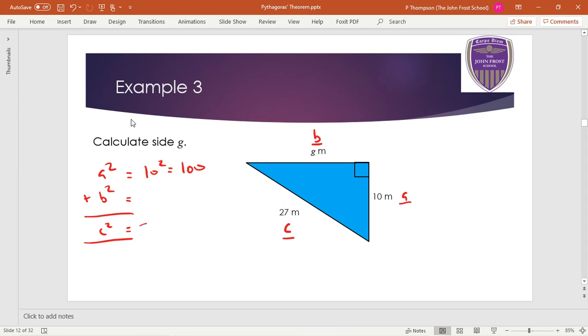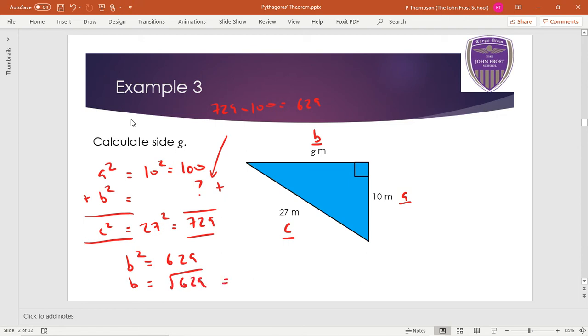I don't know b squared, but c squared is 27 squared, which is 729. So 100 plus something is 729. Hopefully it's pretty obvious. If you do 729 take away 100, that is 629. So b squared equals 629, so b is the root of 629. Again, I have to go on the calculator because 629 is not a square number. It's 25.08 meters to 2 decimal places. Remember, this was called g. Okay, done.